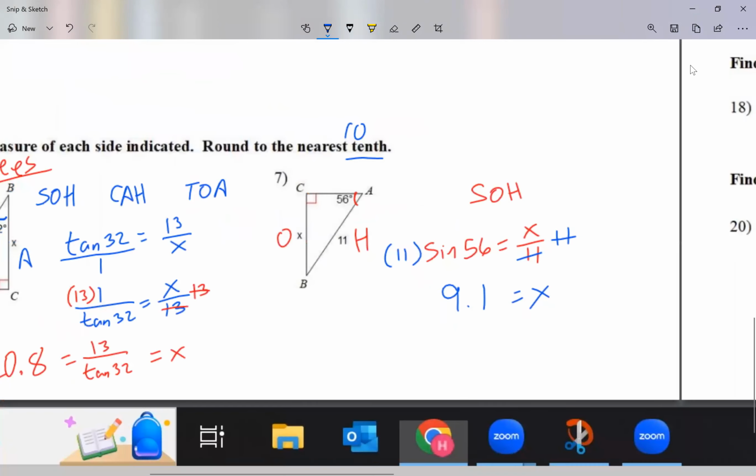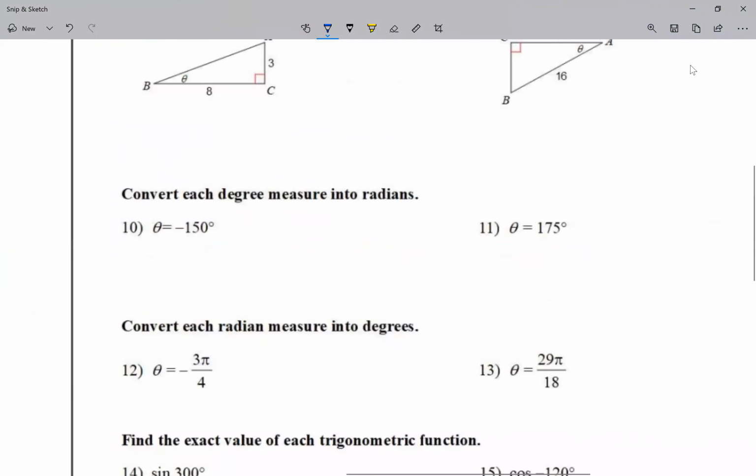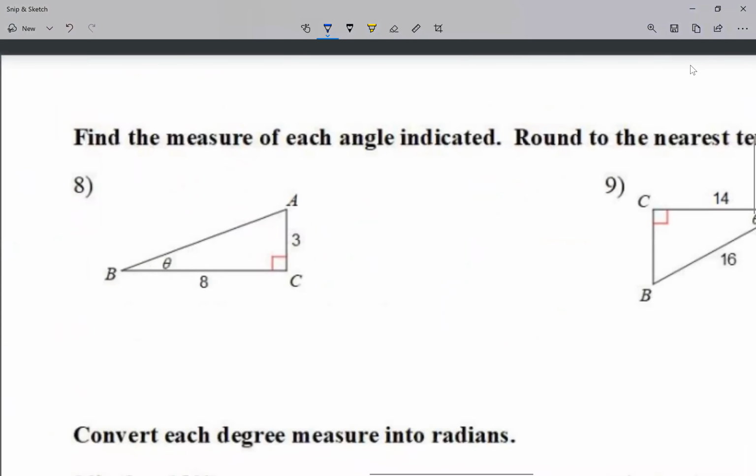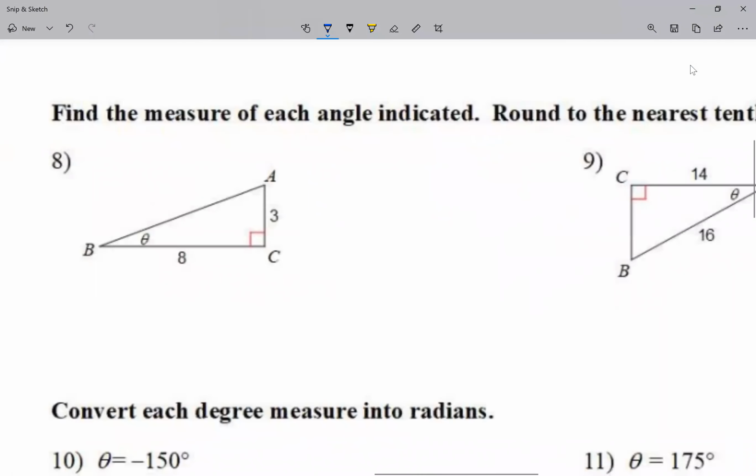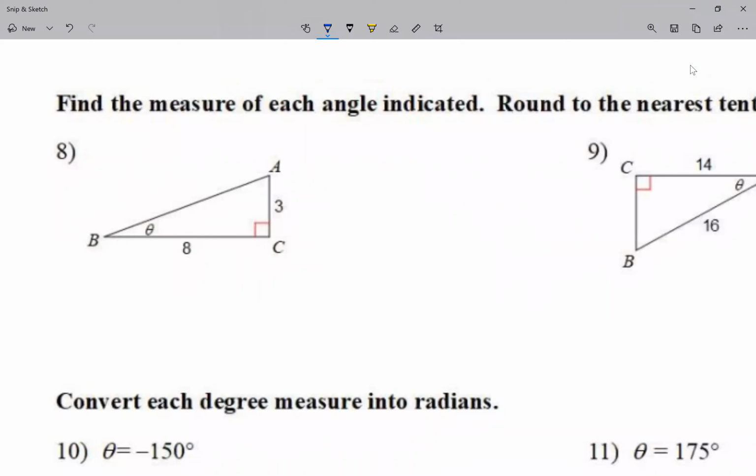Another thing we're going to be working with, let's take a look at questions 8 and 9, because they're going to be solving for the angle. So find the measure of each angle indicated, round to the nearest tenth. See my angle, it looks like theta. Now theta is a Greek letter that means measurement. Theta looks like a 0 with a little line in between. And the way we spell that, in case you guys are interested, it's that, theta.